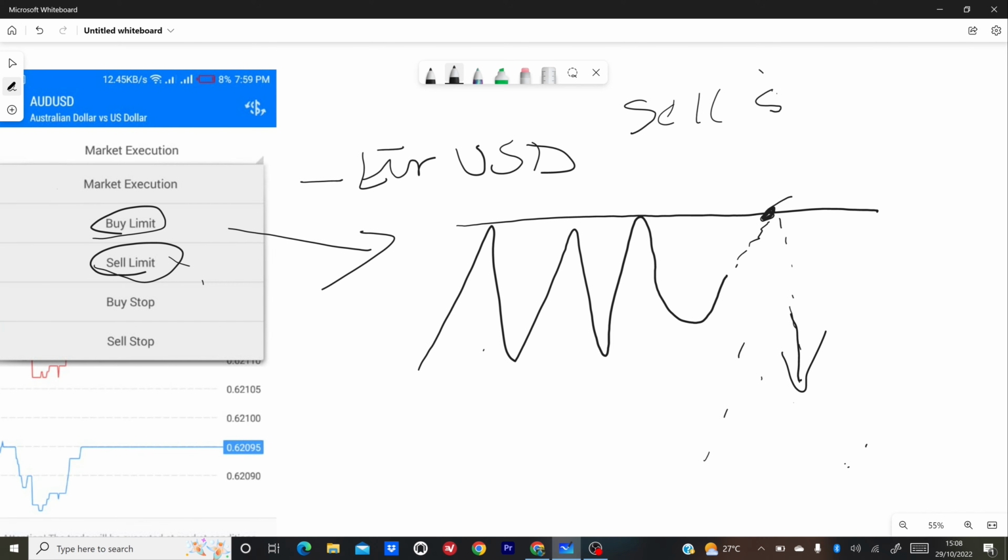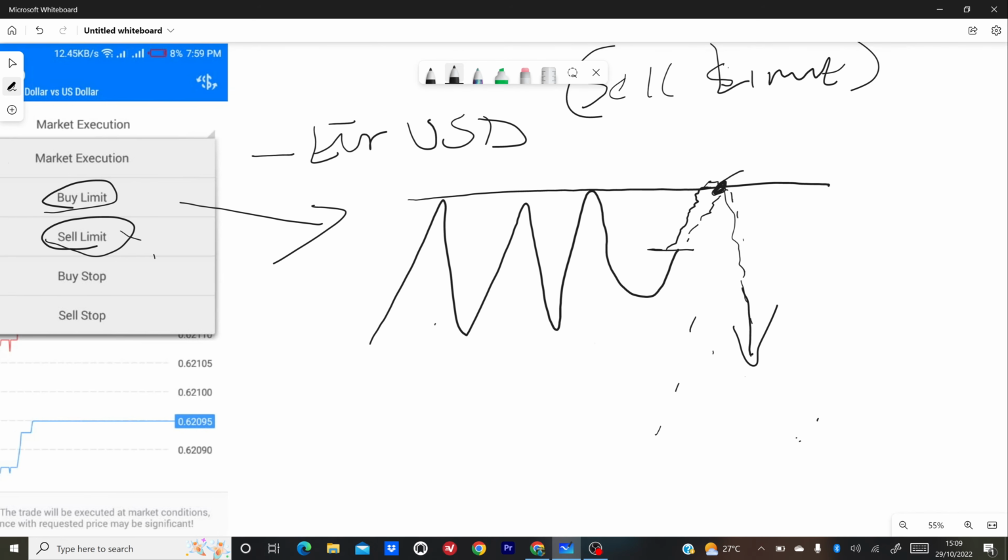sell limit, so that when the price reaches over here, the market will now start going down. So the price is here, so it will pend until it reaches this point. Ikifika hapa, now it will execute your order and then it will start going down. You get your profit if your prediction becomes right.